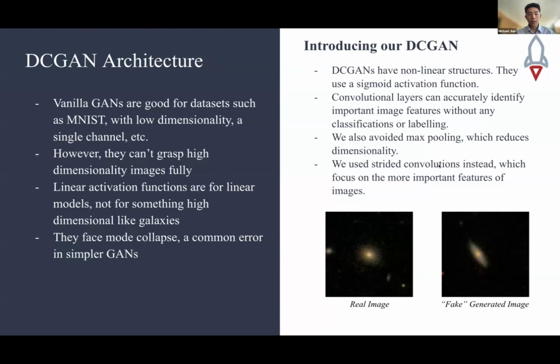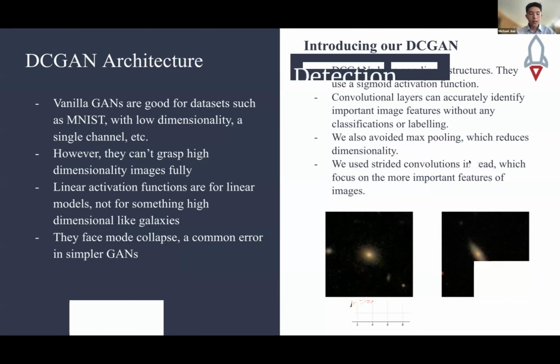To counter these issues, we use the DCGAN. DCGANs have nonlinear structures, such as a sigmoid activation function. The convolutional layers are also able to accurately identify important image features without any classification or labeling. In addition, we also avoided max pooling, which is traditionally used in GAN architectures to reduce dimensionality. Max pooling discards some information, which leads to the loss of fine details. We use strided convolutions instead, which allow our network to learn meaningful and smooth feature representations while avoiding data artifacts. As a result, our outputs were very accurate in representing real data. As you can see below, our generated images and our real images were very similar.